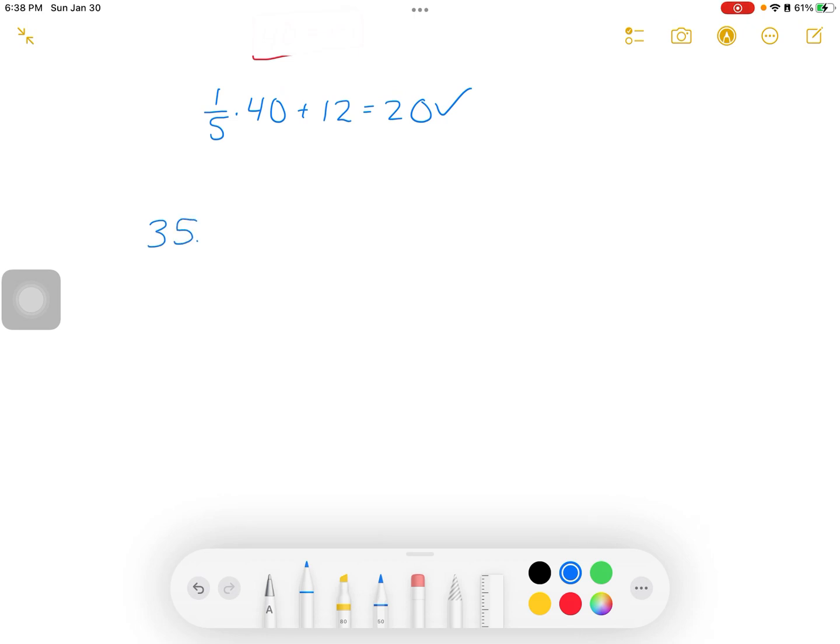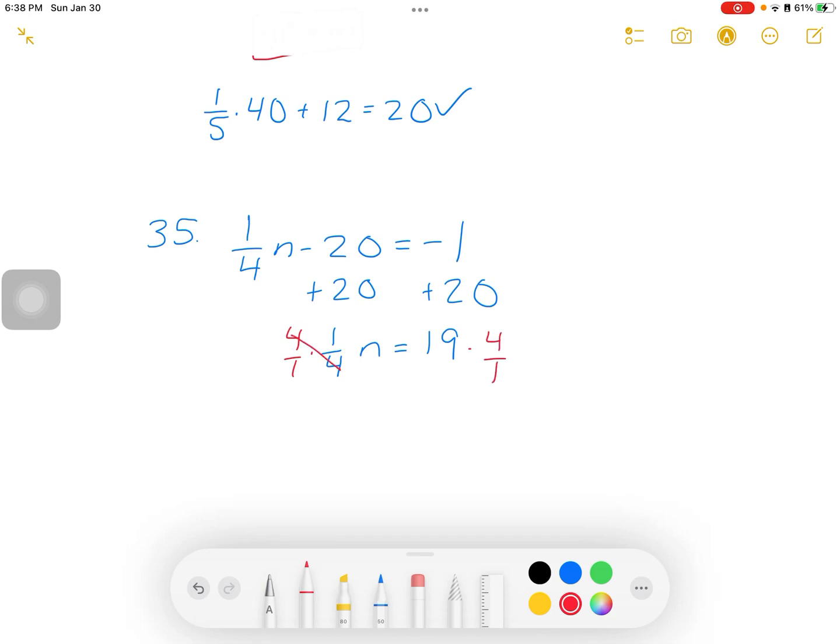35 was the last one that dealt with a fraction, and 35 was 1/4 of n minus 20 equals negative 1. So I had to get rid of the 20 first, which we were subtracting, so I would add 20 to both sides. So I get 1/4 of n would equal 19. Again, I multiply by the reciprocal when I have a fraction. And so I work out to get n equals whatever 19 times 4 is, which is 76.